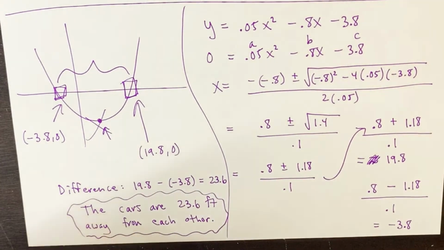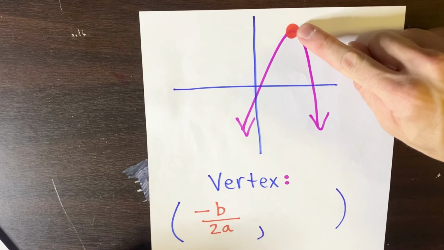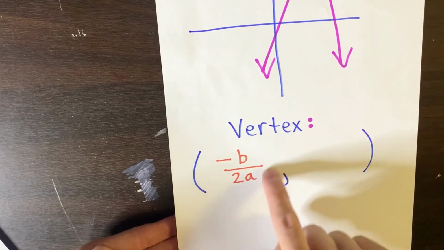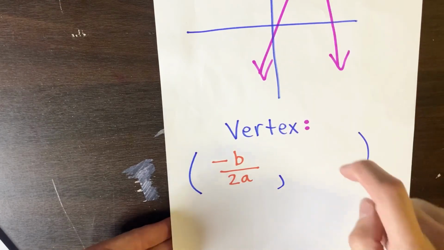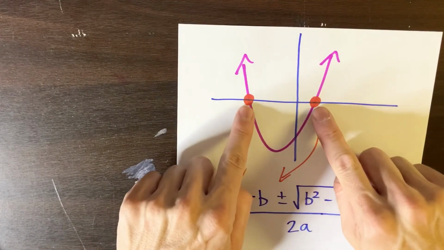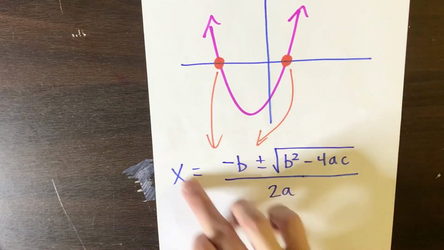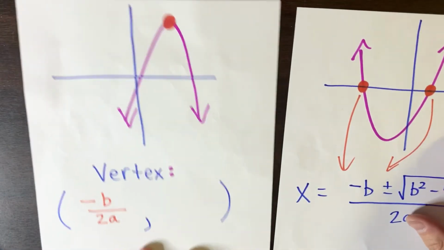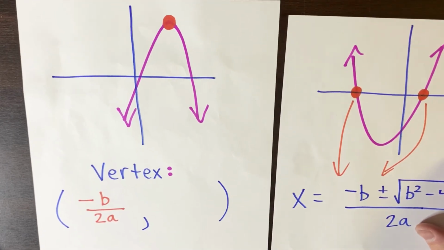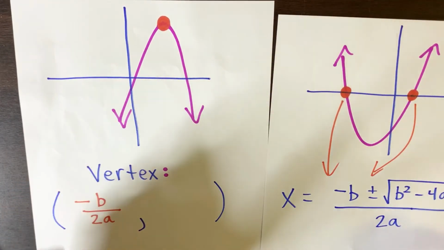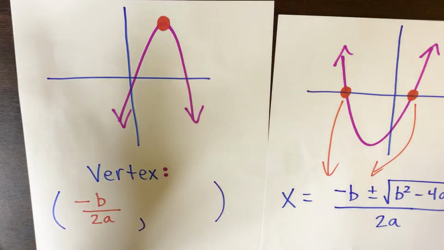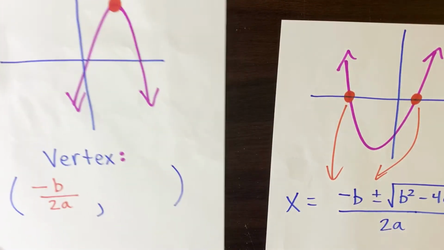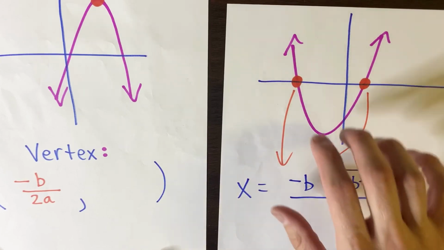In closing, here is the summary. If we are interested in the vertex, boom, we go negative b over 2a. This will be the x coordinate, which you plug back in to find the y. If you are interested in the x-intercepts, we can bust out the quadratic formula to find these locations. So it is important that we are able to distinguish between the two objectives, between the two formulas, and it's always just good to know what we want. Vertex here, quadratic formula for x-intercepts there.